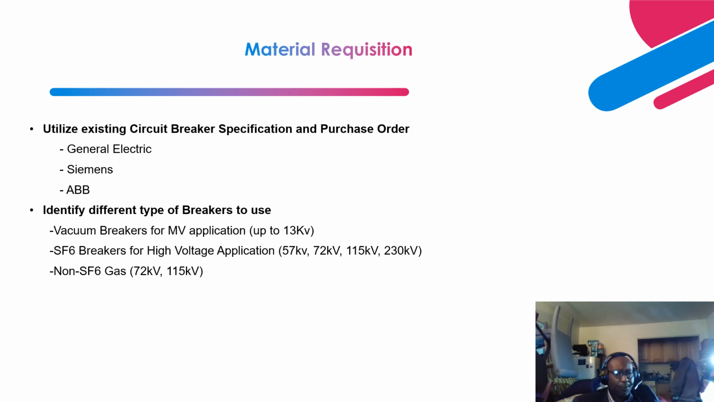Next, you need to come up with a portfolio of breakers that you're going to use, right? You need to come up with that list, and as you know, for medium voltage application up to 10 kV, definitely you want to go with vacuum breakers, because it's much cheaper and less costly to utilize vacuum breakers at the medium voltage level. And for 57 kV, 72 kV, 115 kV, 230 kV, and of course 345 kV, definitely you want to utilize SF6 breakers, because it's also much cheaper to utilize SF6 breakers at that voltage level.